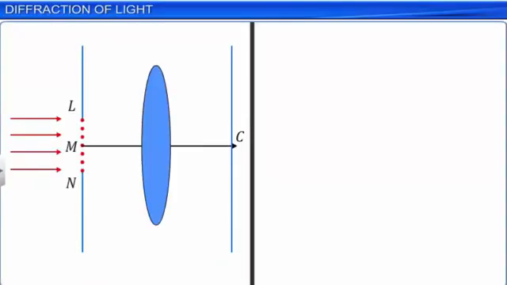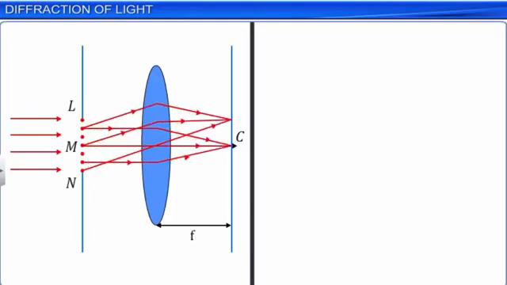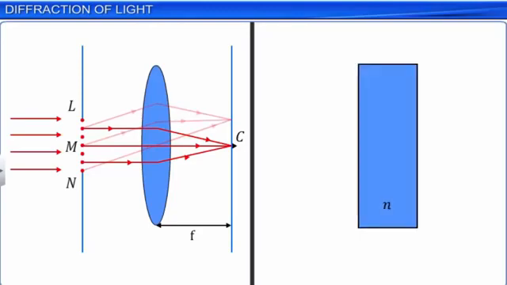If a converging lens is placed after the slit and the screen is placed at the focal point of the lens, then the parallel rays from the slit converge onto the screen to give a bright diffraction pattern. Note that the lens does not create any extra path difference in a parallel beam of light. A wave traveling through a distance delta x in a medium of refractive index n suffers the same phase change as when it travels a distance n delta x in vacuum.